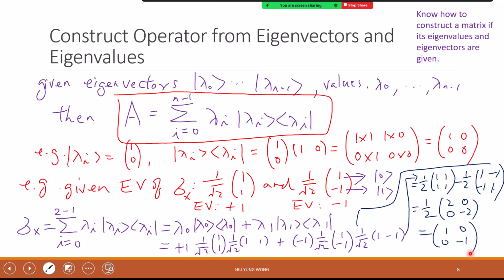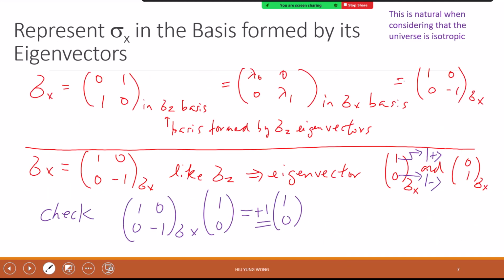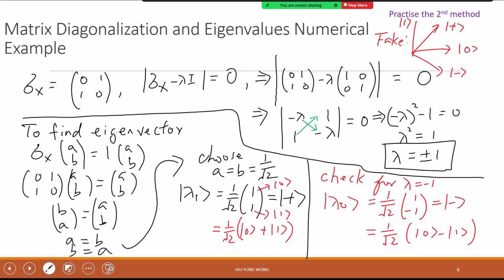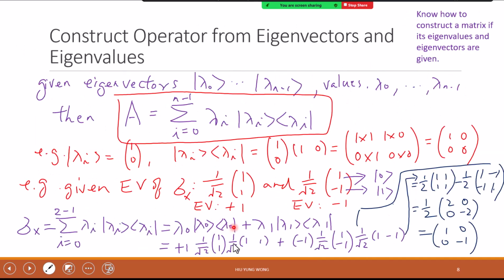I think I did something wrong. Sorry. What did I do wrong here? So let me do it again. The eigenvalue is 1. And then I have this, 1, 1, 1, 1. Oh, I did it wrong, right? Because this is negative. Do you see that, everyone?